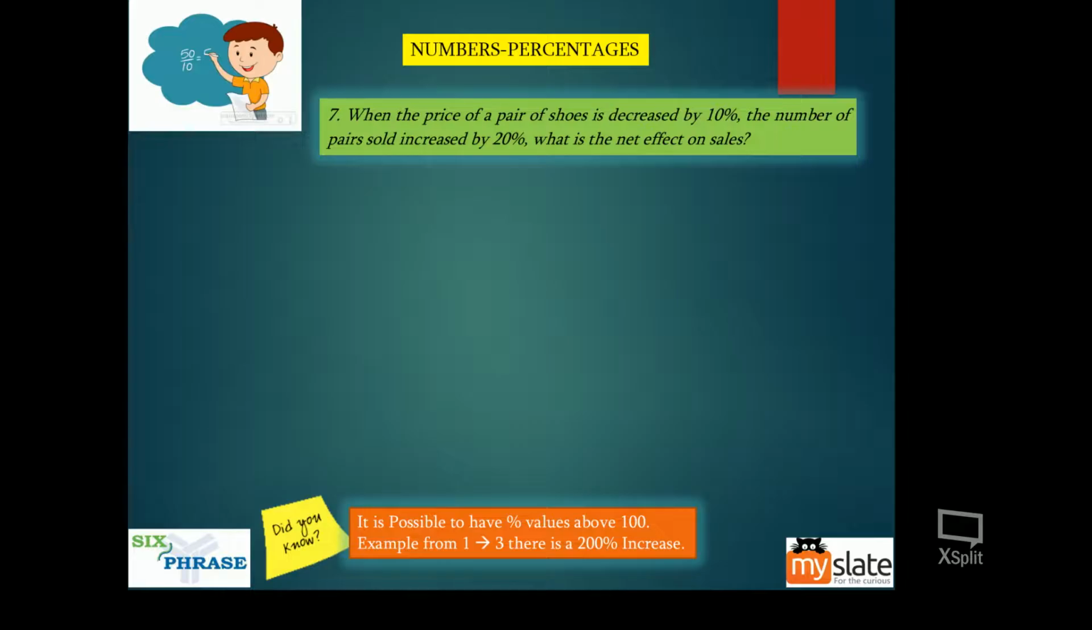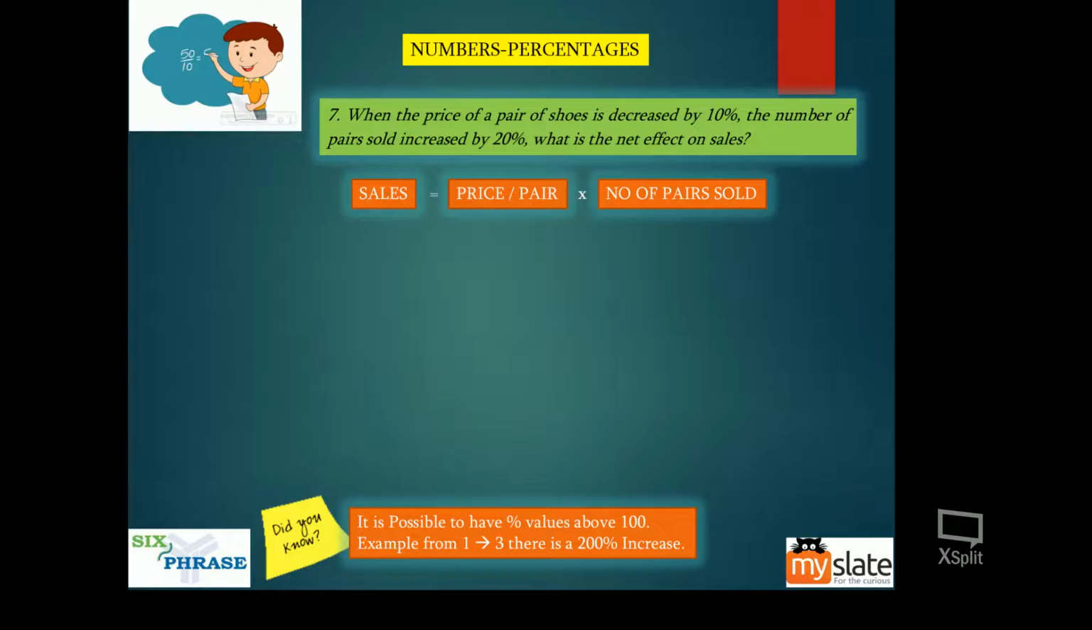If you got the answer, we'll see what the answer is. The price of a pair of shoes is decreased by 10%, and the number of pairs sold changes. So now again you see the same thing, guys. Sales is equal to price per pair into number of pairs sold. Does this sound familiar? Yes, it sounds like expenditure is equal to price into consumption. So it is the same problem. You apply the same thing.